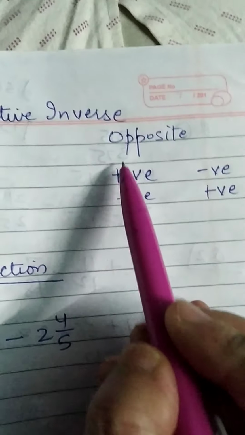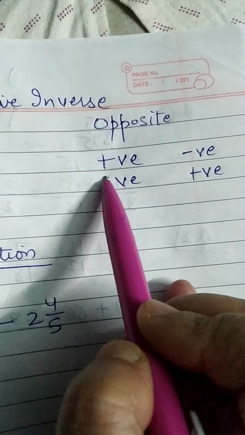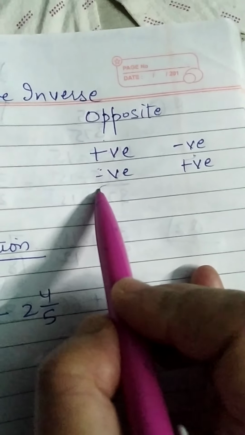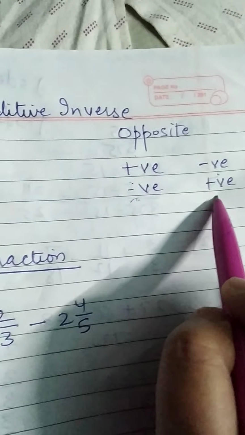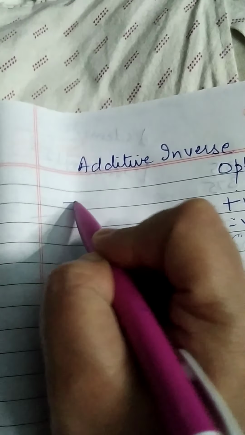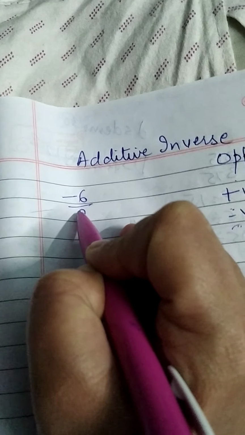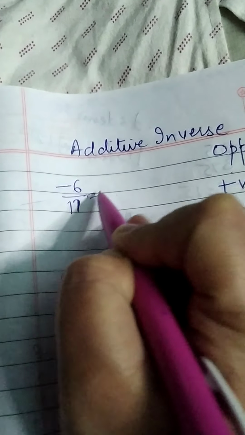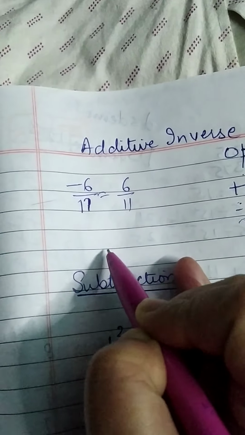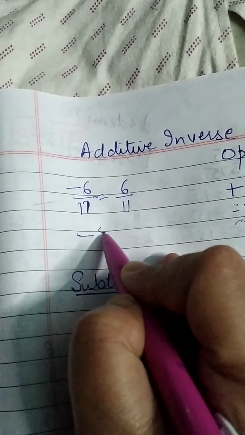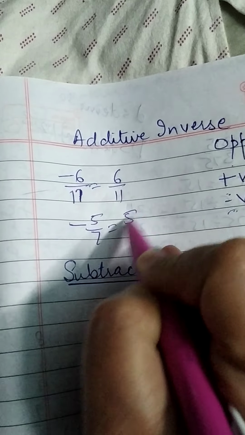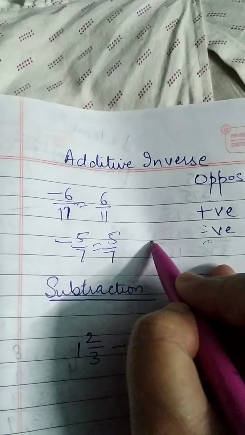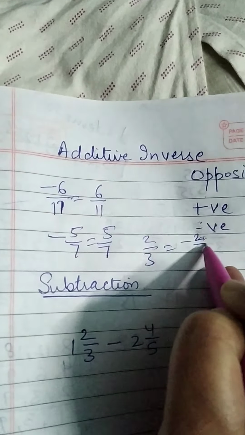Next we have additive inverse. Additive inverse means, if the number is positive, it will be changed into negative. If it is negative, it will be changed into positive. If I have here minus 6 by 11, suppose, the additive inverse of this will be 6 by 11. If I have minus 5 by 7, the answer will be 5 by 7. If I have 2 by 3, the answer will be minus 2 by 3.